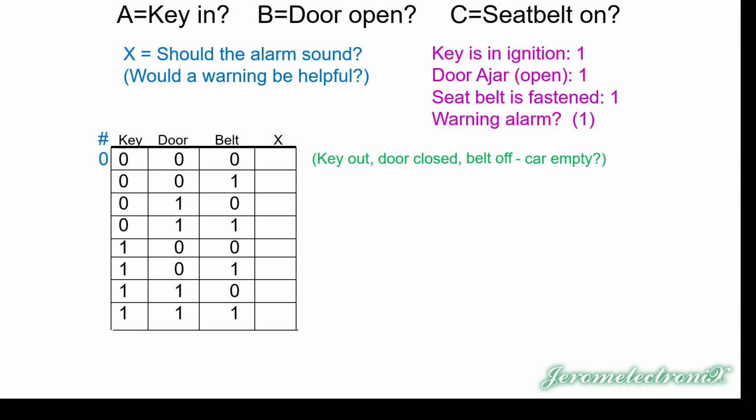What should our response be? Do we need an alarm if the door's closed, the seatbelt? No, the door is just sitting there. The car is probably just locked. So we don't need an alarm for that. What about the next row?